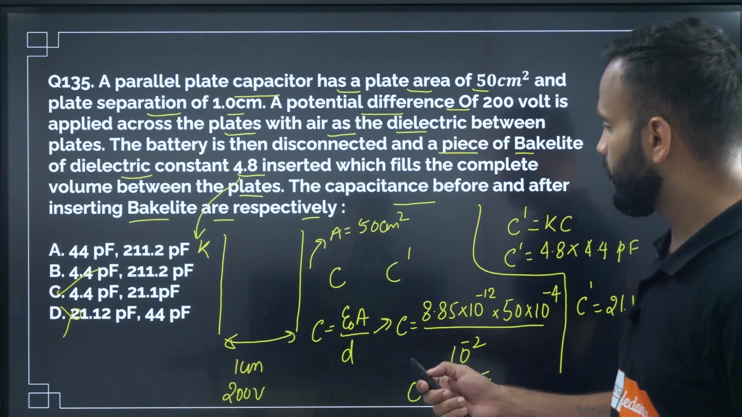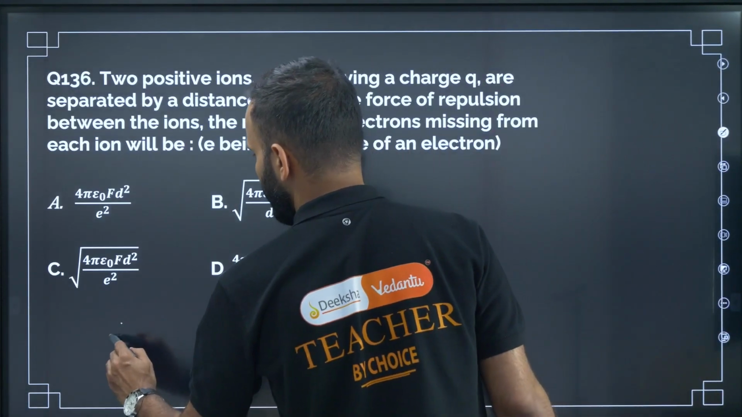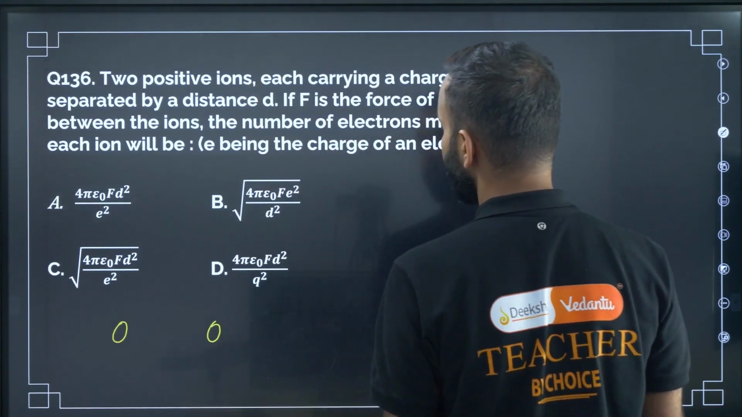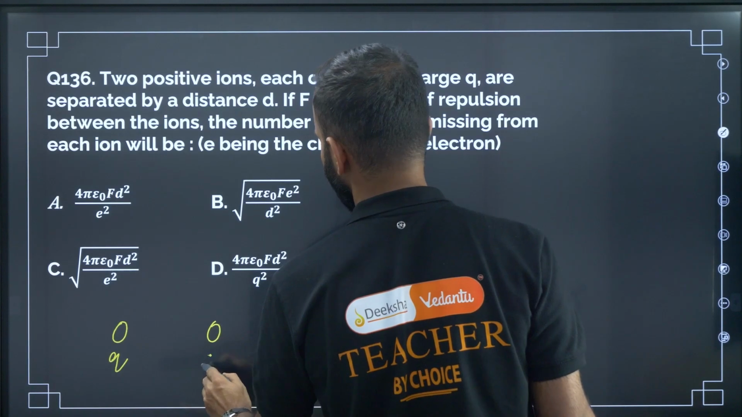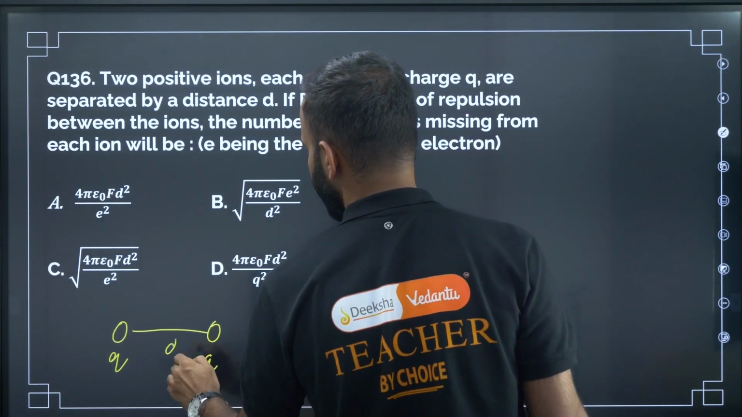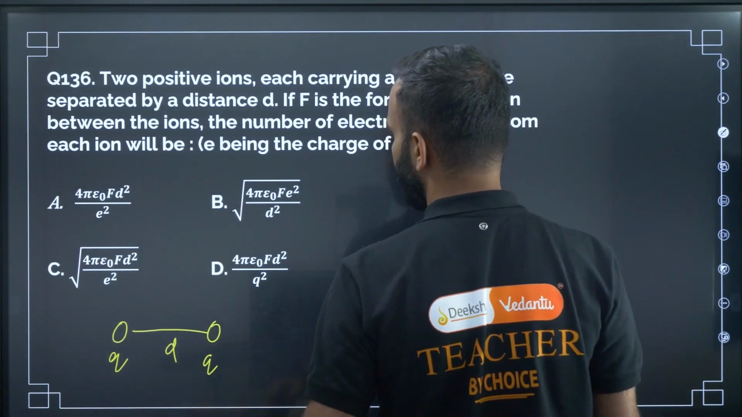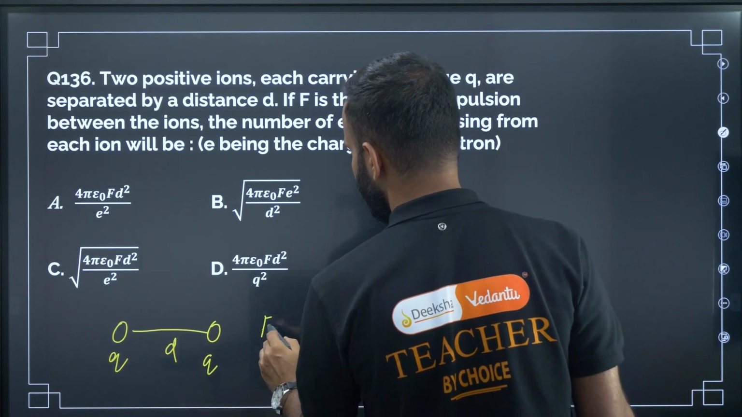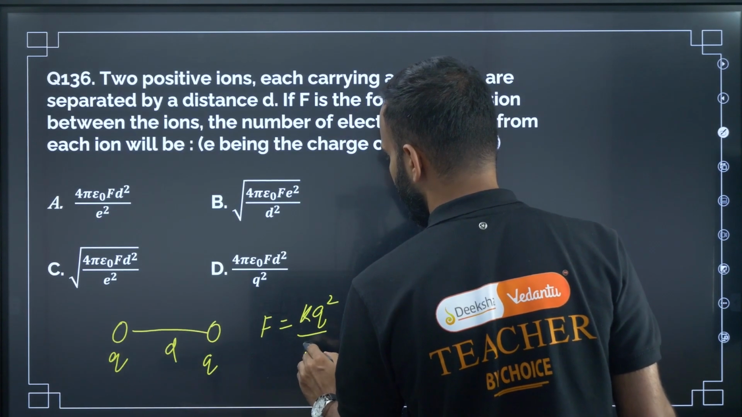Next question. Question number 136. Two positive ions, each carrying a charge Q, are separated by a distance D. If F is the force of repulsion between these two charges, that is kQ square divided by D square.